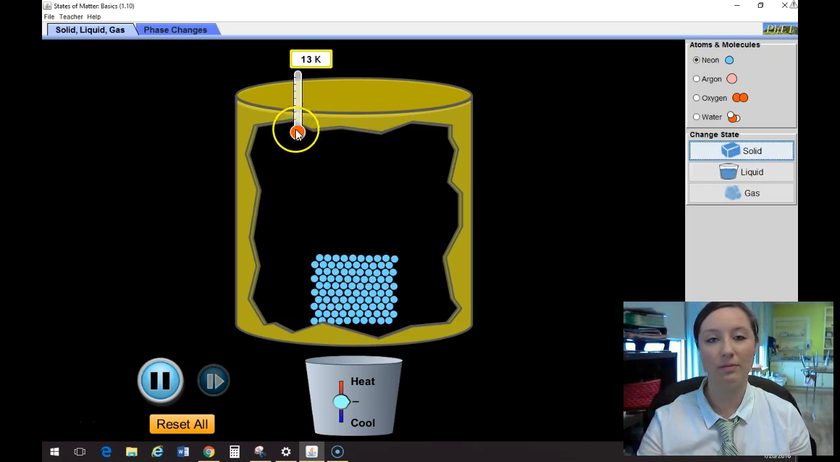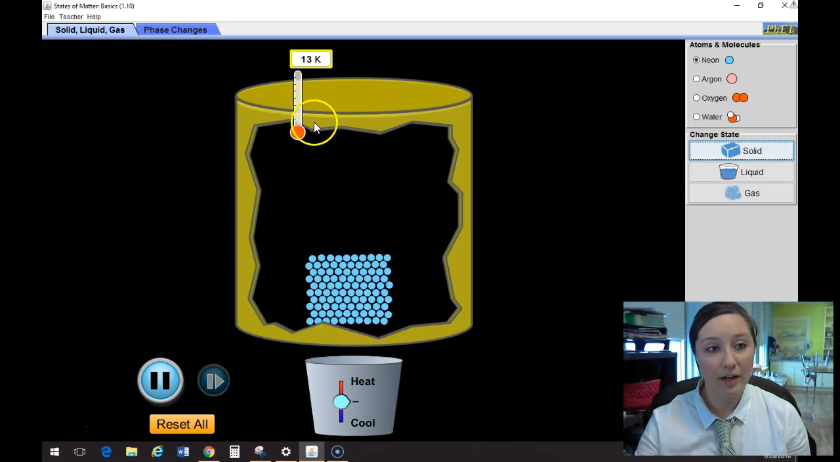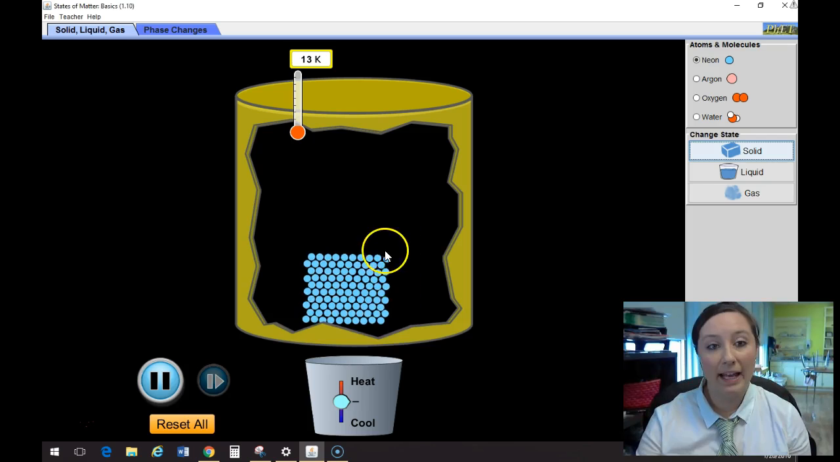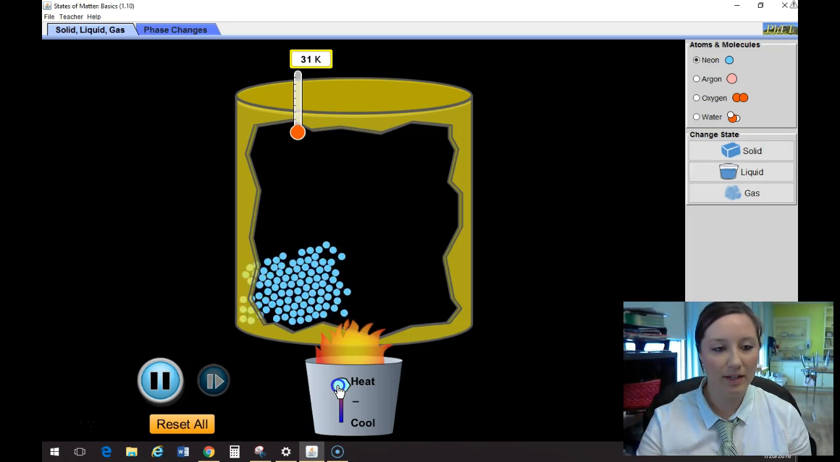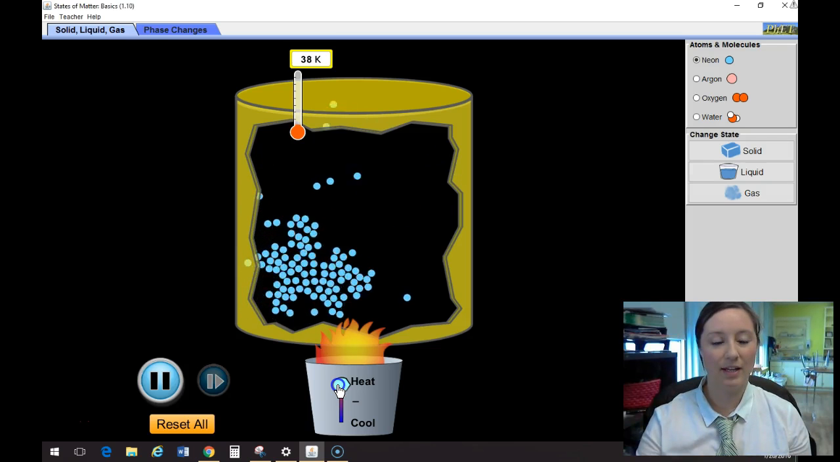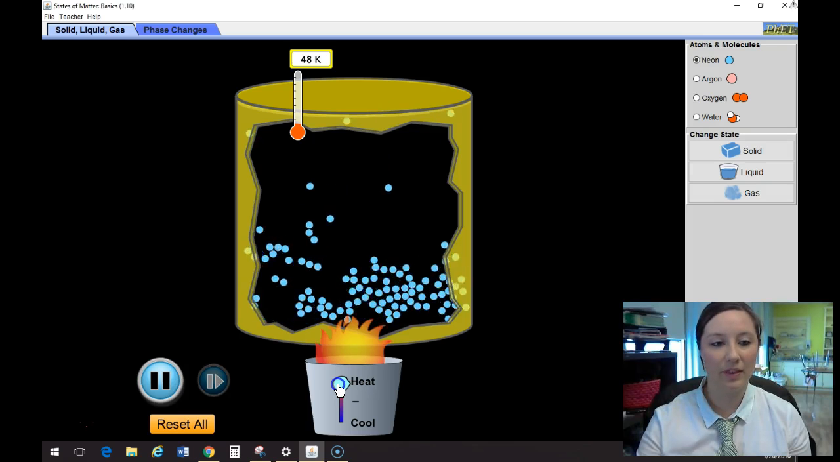So if you watch the thermometer, that's how we measure kinetic energy. As the thermometer rises, we know that we have more and more kinetic energy, and we're adding more thermal energy. So you can see we're starting to melt and change into a liquid, and now we're turning into a gas. And you can see the thermometer rising over there.